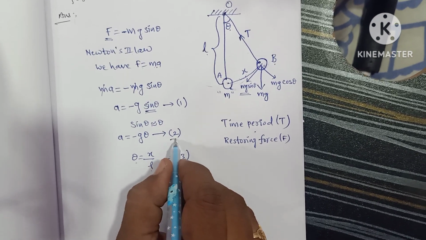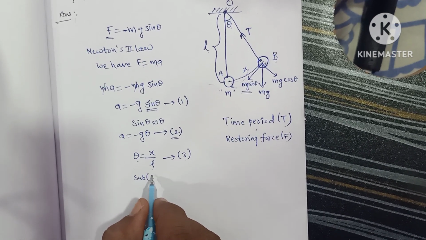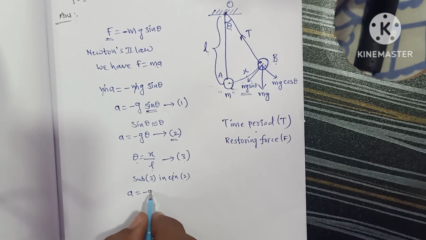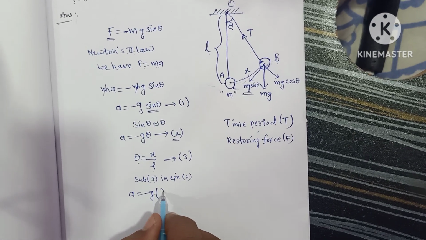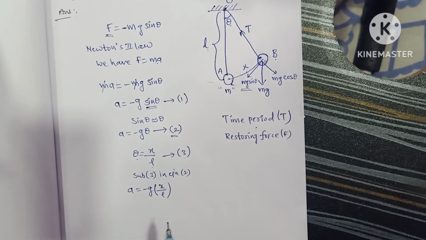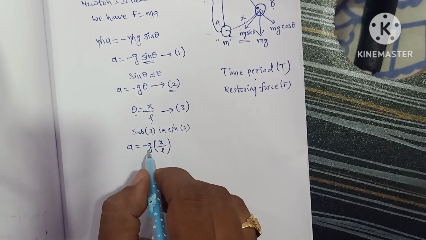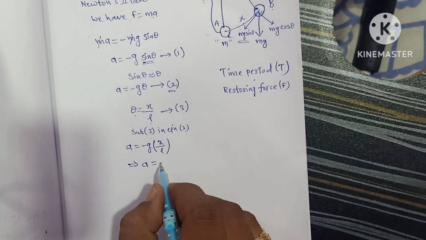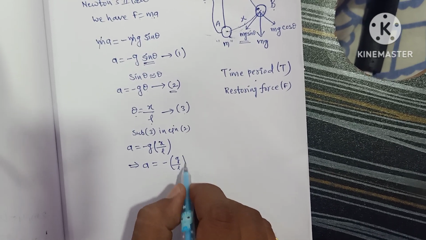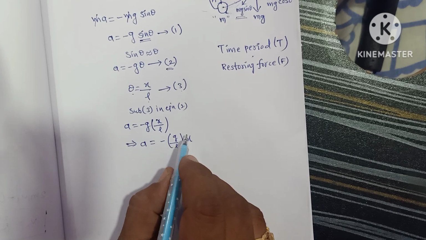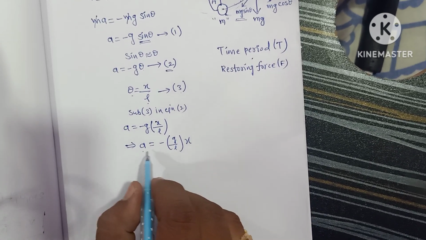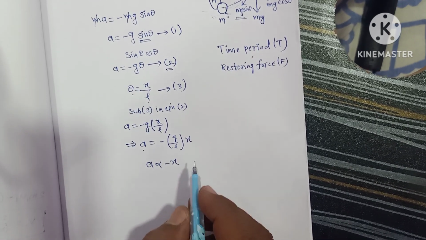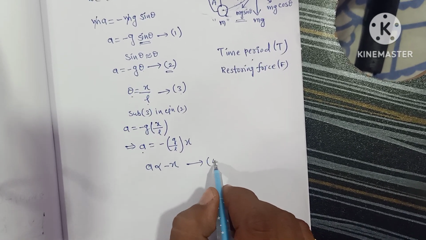From equation 3 substitute in equation 2. Now substitute equation 3 in equation 2. We'll get a is equal to minus g into, in place of theta just substitute x by L. Okay, so a is equal to minus g into x by L, or we can write this as a is equal to minus of g by L into x. Or else we can write this equation as a proportional to minus x. Say equation number 4.